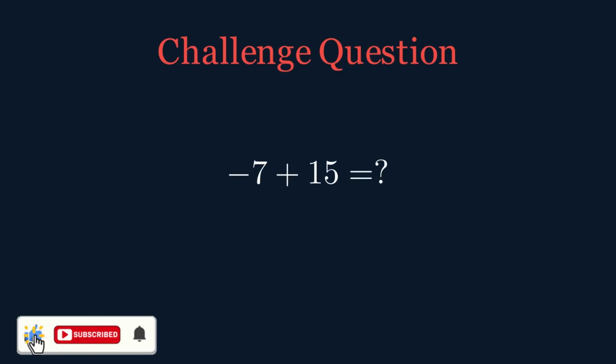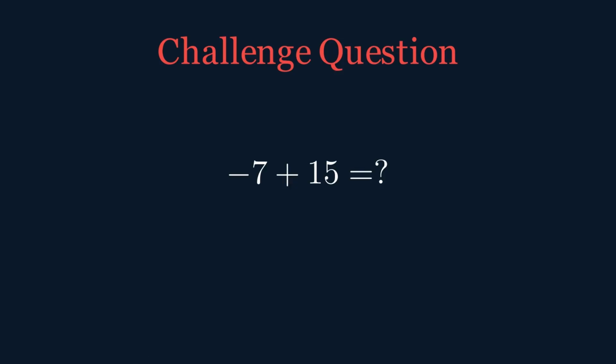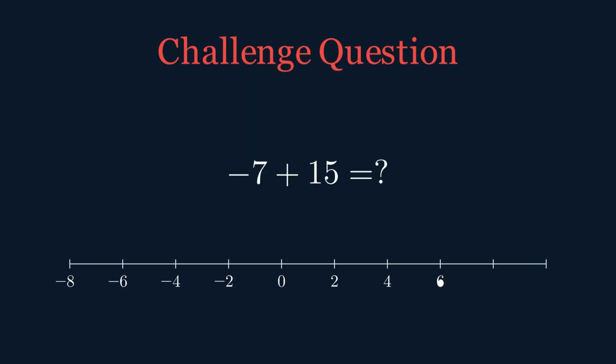Time for today's ultimate challenge. What is -7 plus 15? You have 5 seconds on the clock to solve it. Go. Time's up. We start at -7, and since we are adding +15, we take 15 big jumps to the right. We cross 0 and land right on +8. If you got 8, outstanding work.